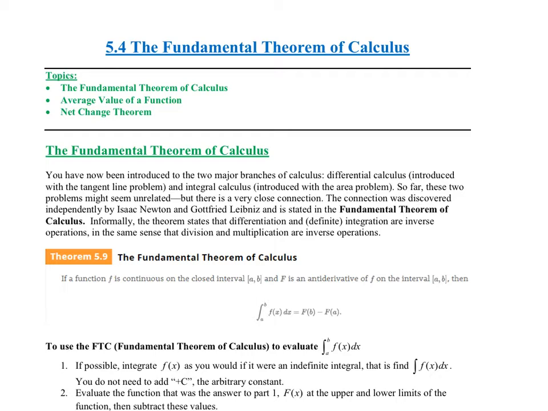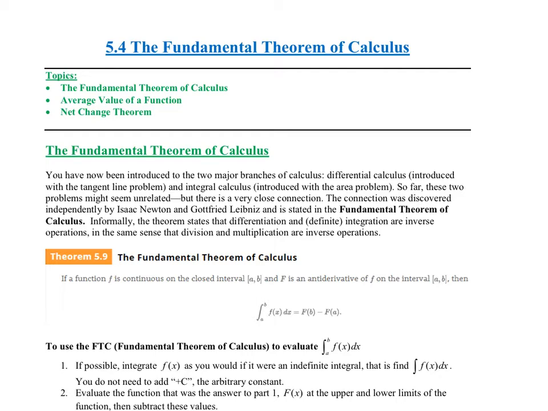It says you've now been introduced to two major branches of calculus: differential calculus, which was introduced with the tangent line problem, and integral calculus, which was introduced with the area problem. So far, these two problems might seem unrelated, but there is a very close connection. So there is a close connection between derivative, tangent line problems and area problems, believe it or not. It says the connection was discovered independently by Isaac Newton and Gottfried Leibniz, and is stated in the fundamental theorem of calculus.